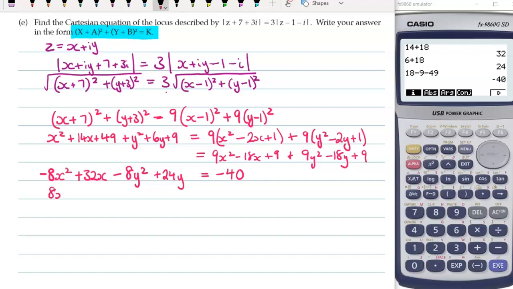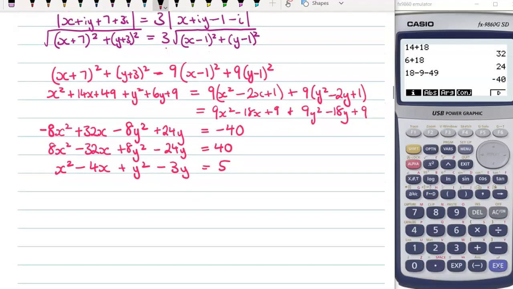I'm going to rewrite this with the negatives reversed, because I think that's going to be easier to work with. The first thing we can do is divide by 8. So we've got x squared minus 4x plus y squared minus 3y is equal to 5. We need to do completing the square on the x parts and the y parts.